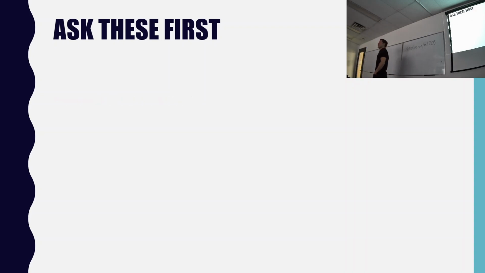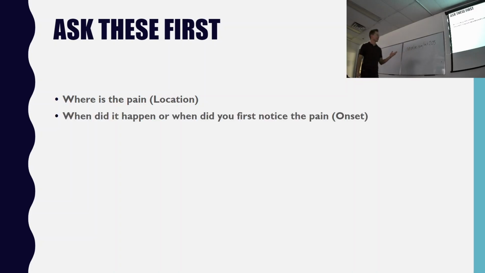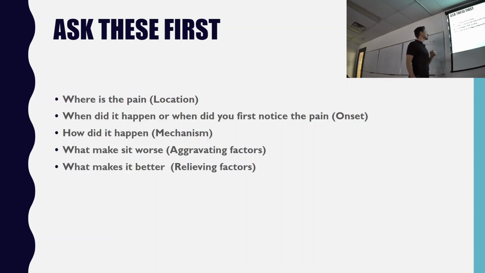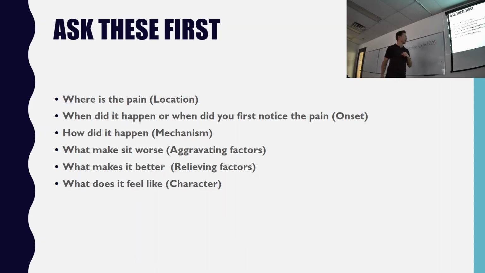So the very first and most important questions, this is your list, if you only ask a few questions, these are the ones. Where is the pain? Location. Easy enough. When did it happen? When did you first start to notice the pain? How did it happen? Mechanism. What makes it worse? What makes it better? And what does it feel like? And if you only ask a few questions, let them be these.